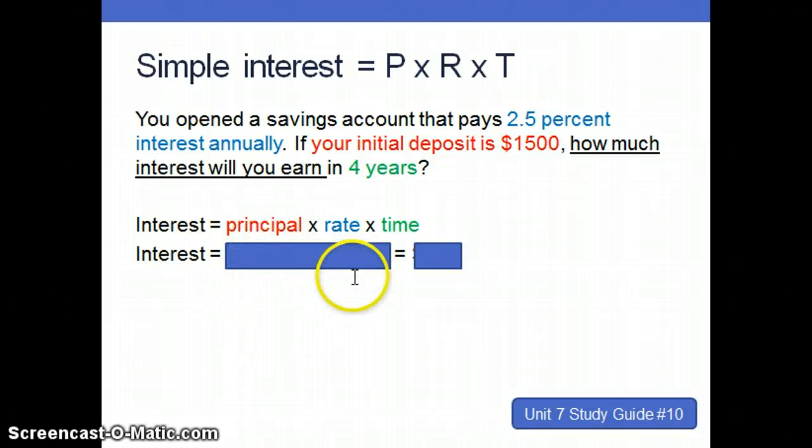Figure out what the principal is. Figure out what the rate is. Figure out what the time is. Write them down on your paper, multiply them out, and then play the recording again. Okay, pause your recording now.